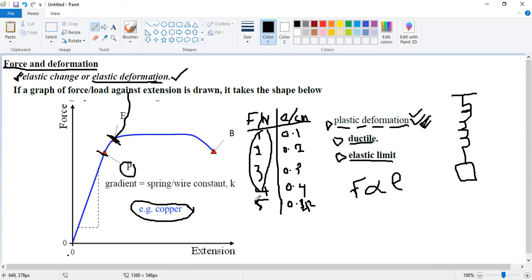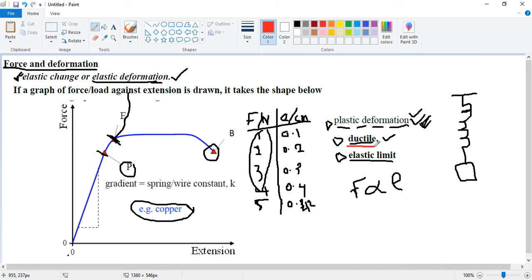So a material like copper can first of all undergo elastic deformation and later undergo plastic deformation before we reach point B. B is the point where the material now breaks. You can call it the breaking point. A material which undergoes both elastic deformation and plastic deformation before it breaks is what we call a ductile material.